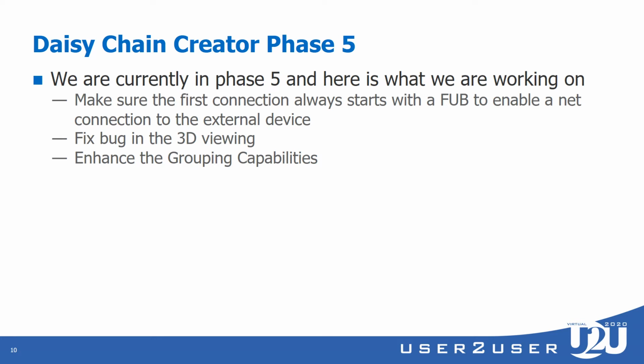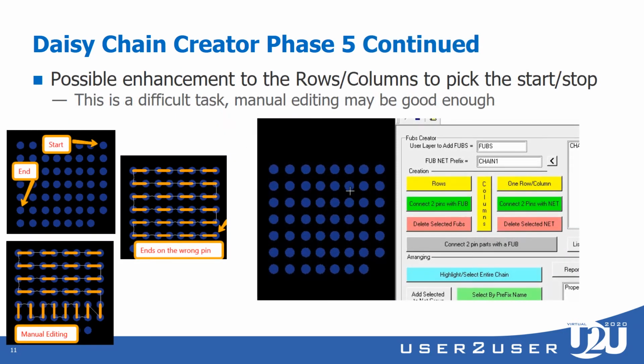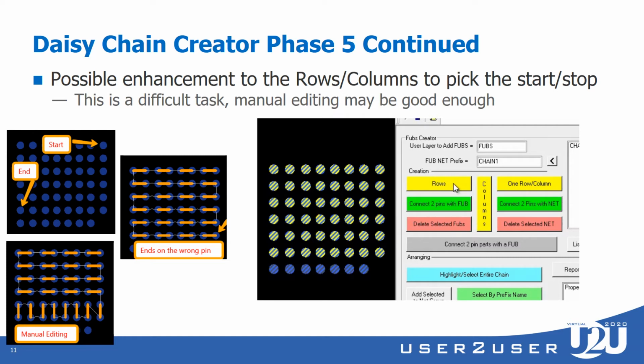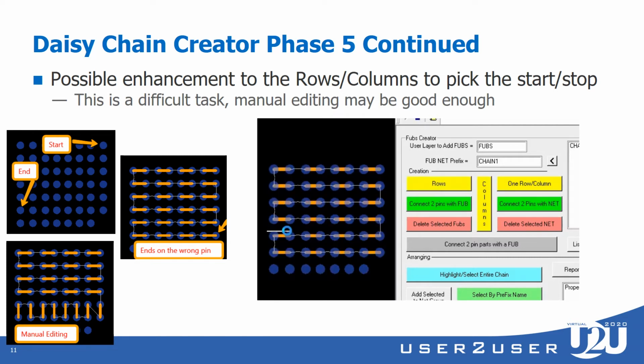Phase 5 is what we're in. Some of the things I'm working on are where to start and stop the chains in the block, and I have a couple of bugs and some grouping capabilities. But this is one you can see here. If someone wants to start and end at one section, it doesn't do that, but it's pretty easy to do manually.